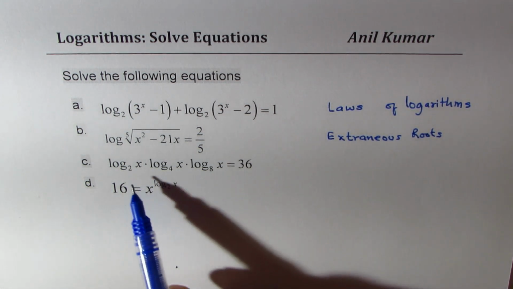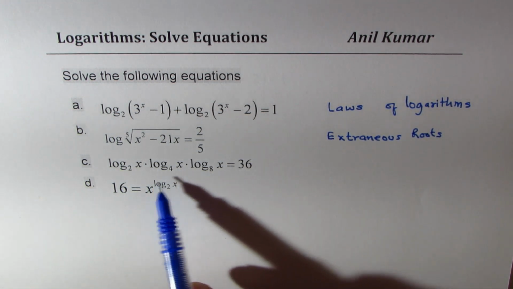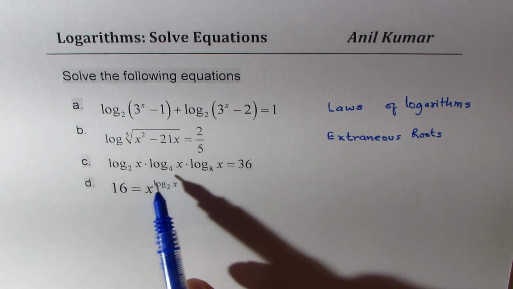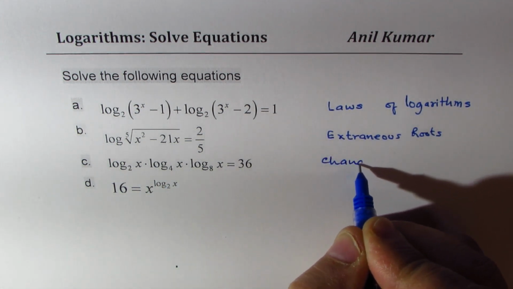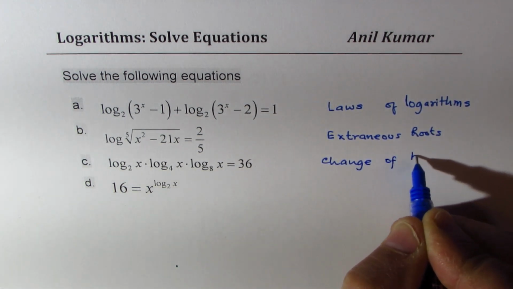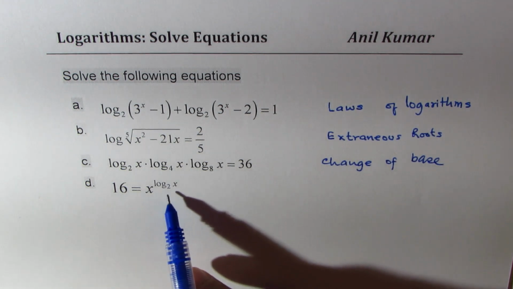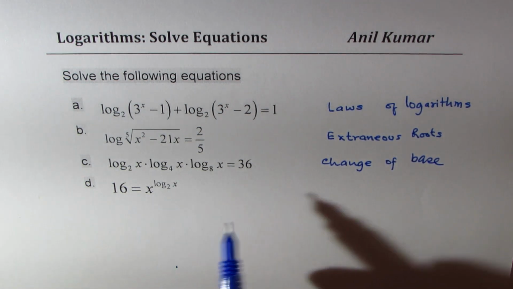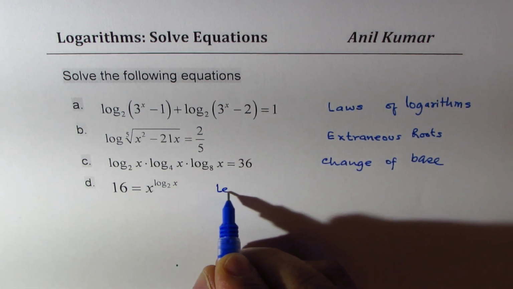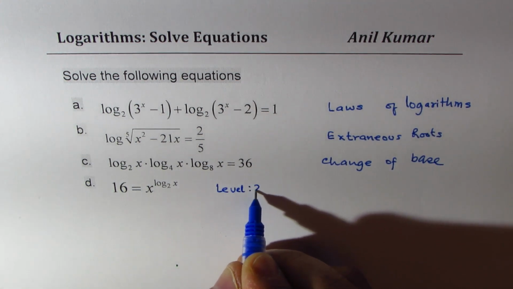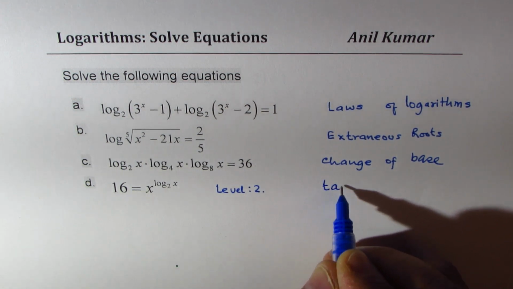Third example here is log to the base 2 of x, log to the base 4 of x, log to the base 8 of x when multiplied gives you 36. Now since the bases are different, we need to do change of base. The fourth is an equation with x(16) equals to x to the power of log 2x. Now this is a very difficult equation, and I'll call it level 2. Such equations could be solved by taking log both sides.